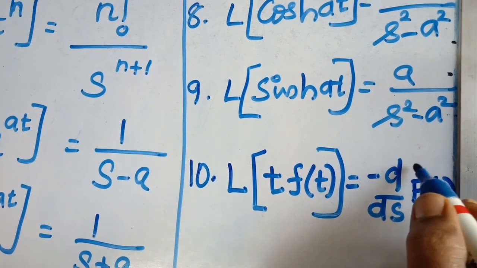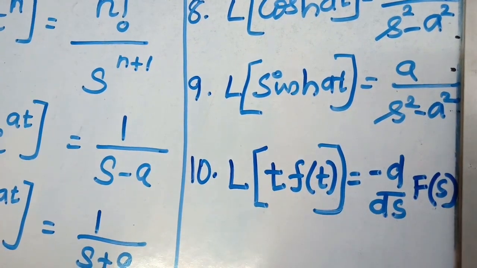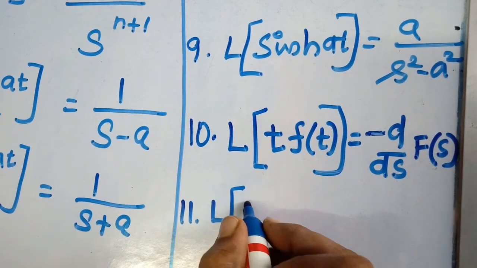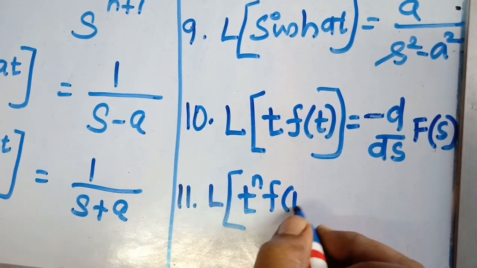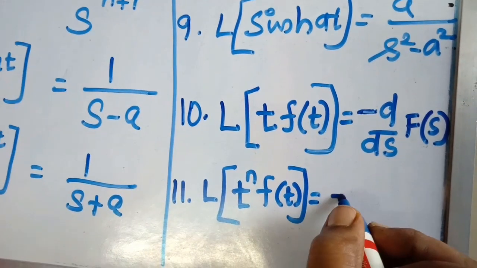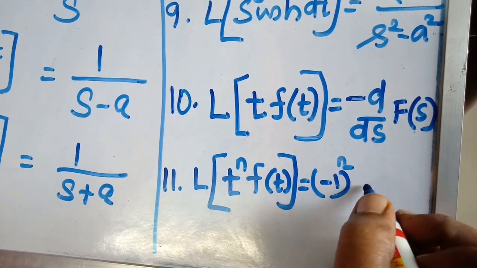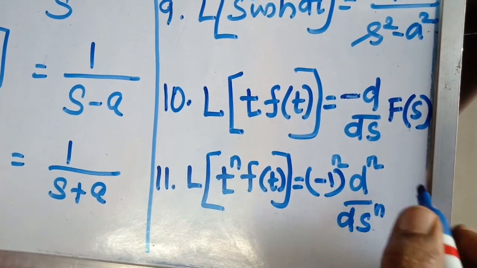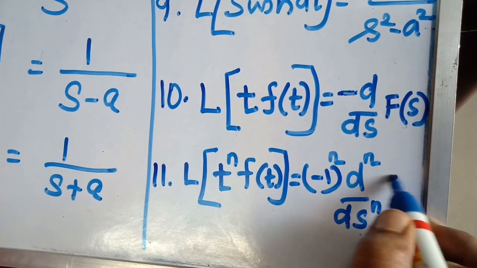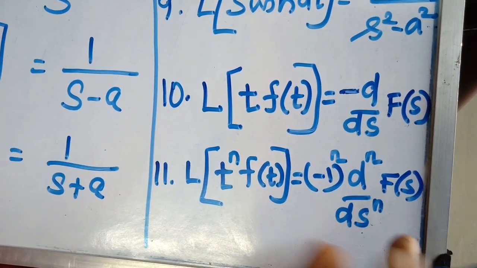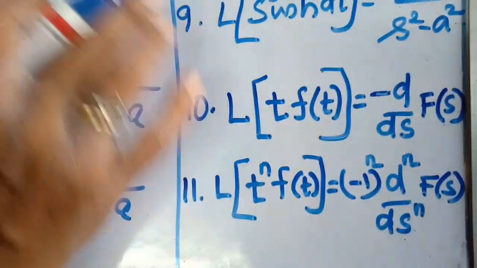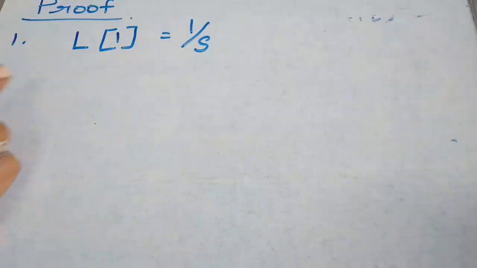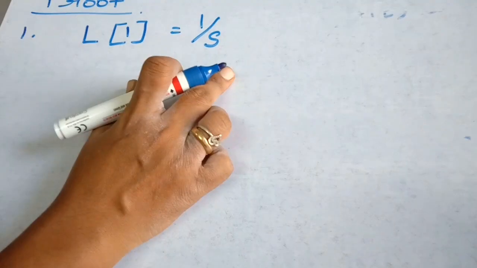In some of the textbooks you can even denote it as f bar of s. So that is not that much. The Laplace transformation of t power n f of t is minus 1 the whole power n, nth derivative with respect to s of F of s. So we see the proofs of some of the formulas.